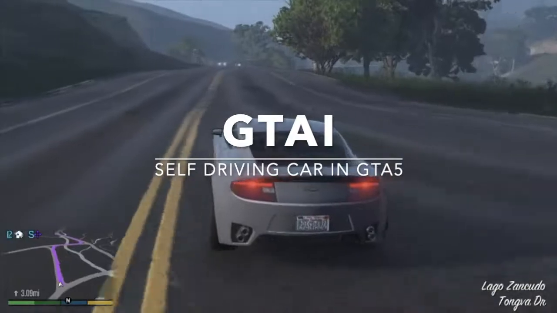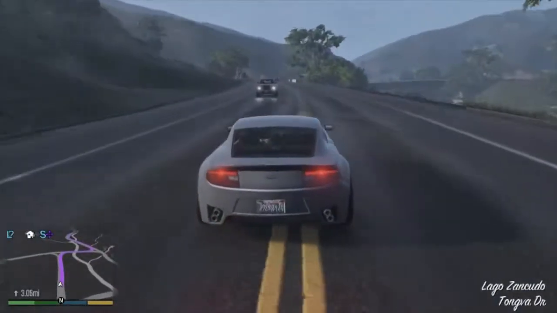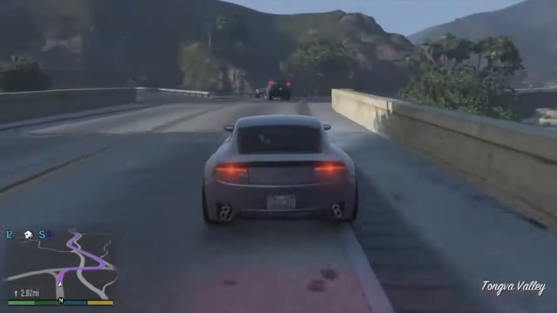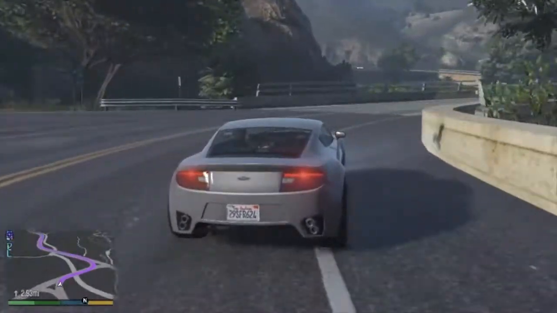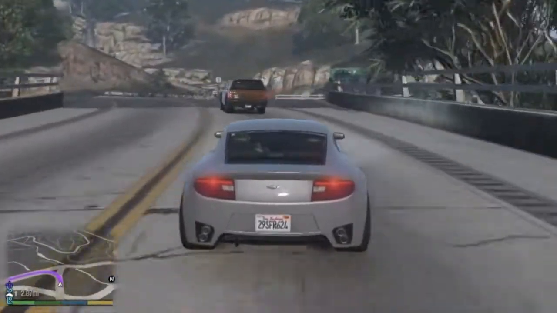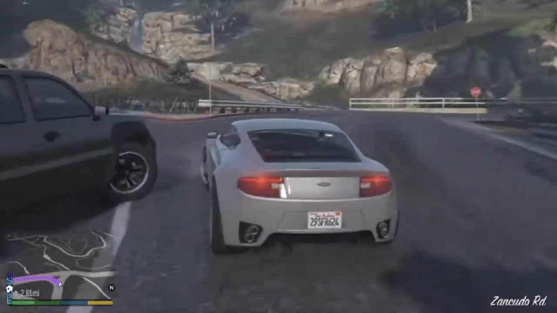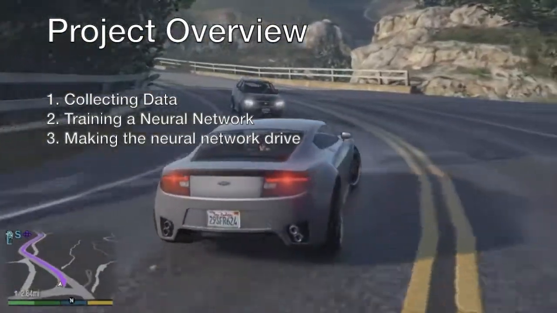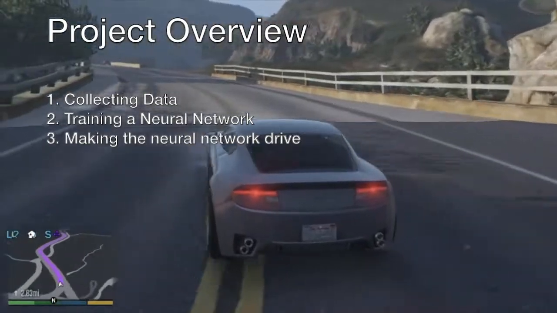What you see here is a self-driving car in GTA 5 that Abdul and I have been working on for the past 3 weeks. Our project was inspired by a similar project done by a YouTuber called Sentex. We watched his videos and felt that we could improve on his work by considering a completely new and different approach to the problem. Our project consisted of 3 main parts: collecting data, training the neural network, and making our neural network play the game.